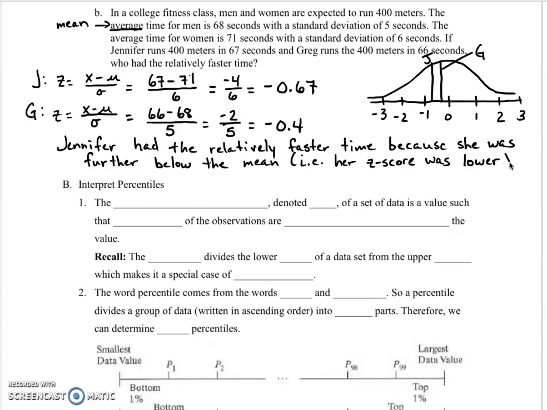So remember the last time it was better to have a bigger z-score. This time it's better to have a smaller or more negative z-score. I'll end this video here because that ends the topic of z-scores, at least in terms of doing problems like that. And in the next video, we'll talk about percentiles.